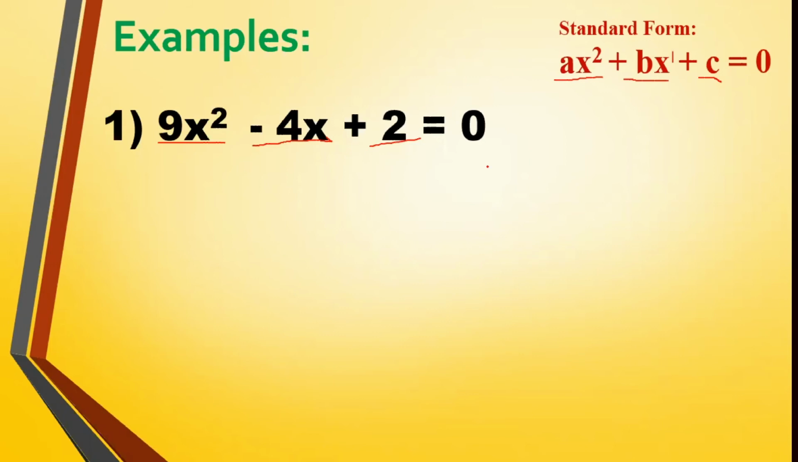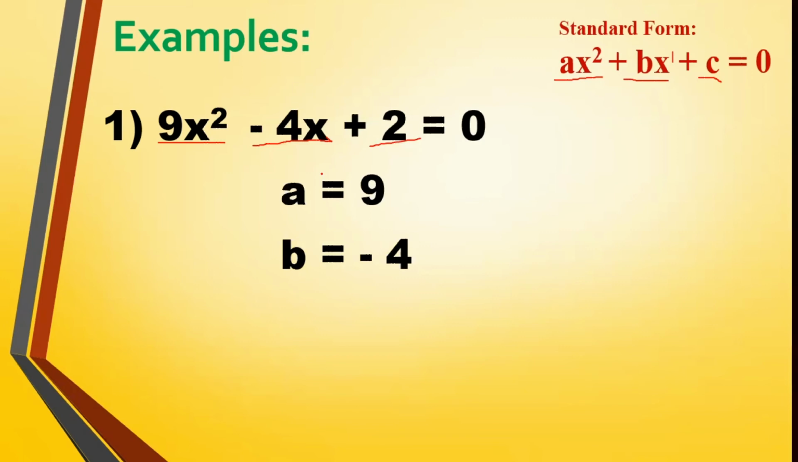So, what is the value of a here in the equation? 9. Very good. Our a is 9. So let's not include the x squared. We always take only the numbers. How about the value of b? 4. Oops, we forgot something. It's not just 4, but negative 4. Okay, let's write negative 4. Let's not always forget the negative sign.